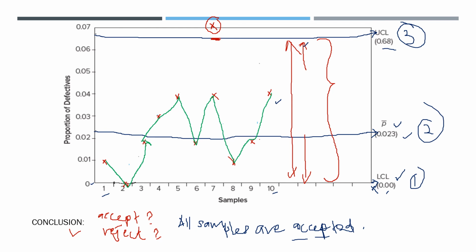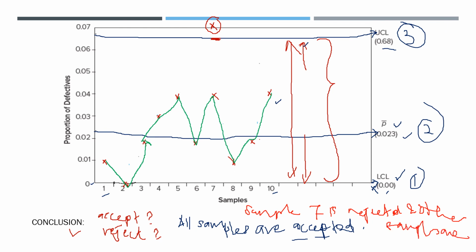So if, as I said earlier, sample number 7 is out of the range, this is how to write the conclusion. Let's say sample 7 is rejected and other samples are accepted. Meaning that you don't have to list the sample numbers because you can shorten it in this way.